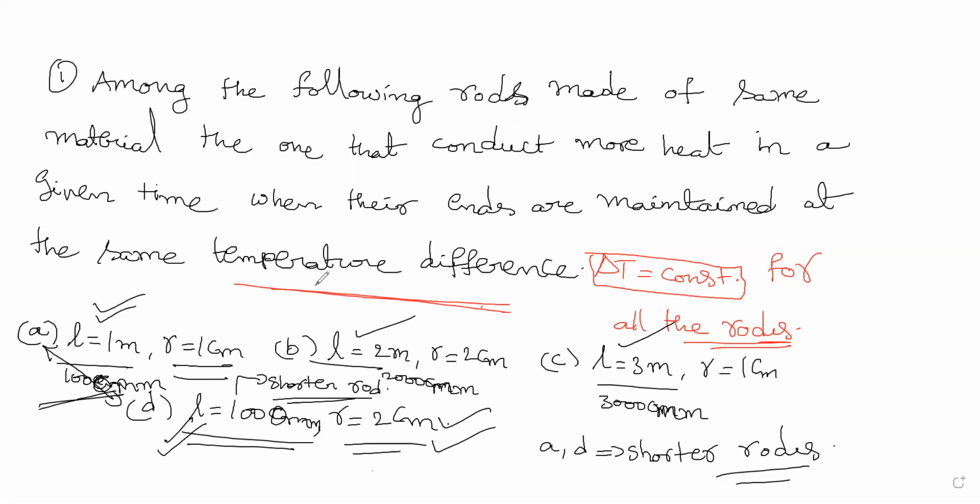Now look at the case where you have the larger cross-sectional area. Here R is 1 centimeter, and here R is equal to 2 centimeters, so you get the larger cross-sectional area. So obviously the answer is D. That's how we'll go. You need not solve this problem, you only have to look in. Now the next part is the junction temperature. Hope I am clear with this one.